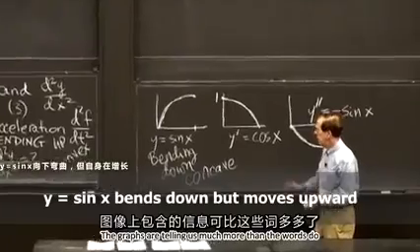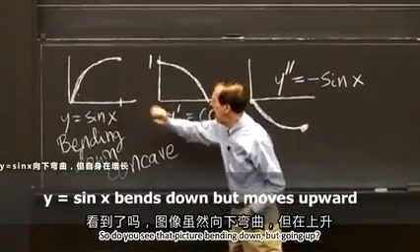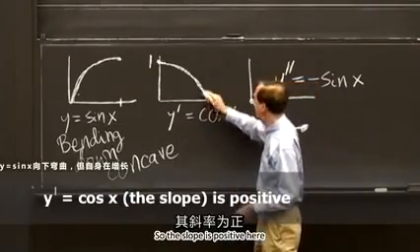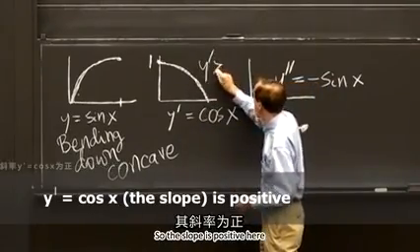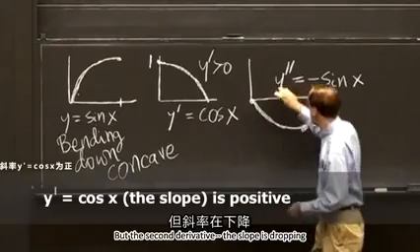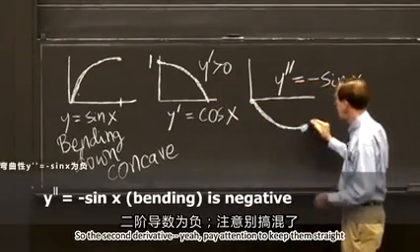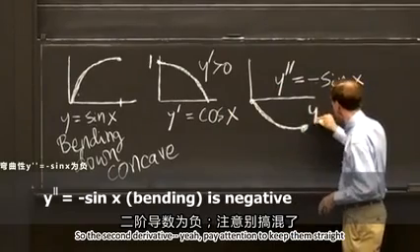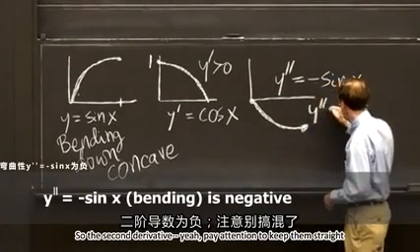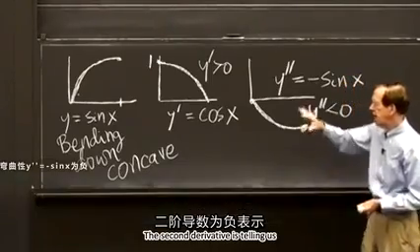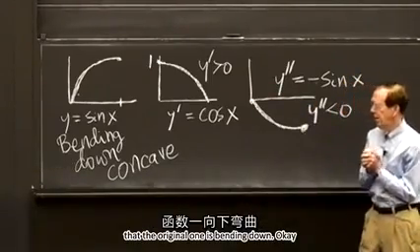Okay, so do you see that picture, bending down but going up? So the slope is positive here, but the second derivative, the slope is dropping, so the second derivative, and you have to pay attention to keep them straight. The second derivative is telling us that the original one is bending down. Okay.